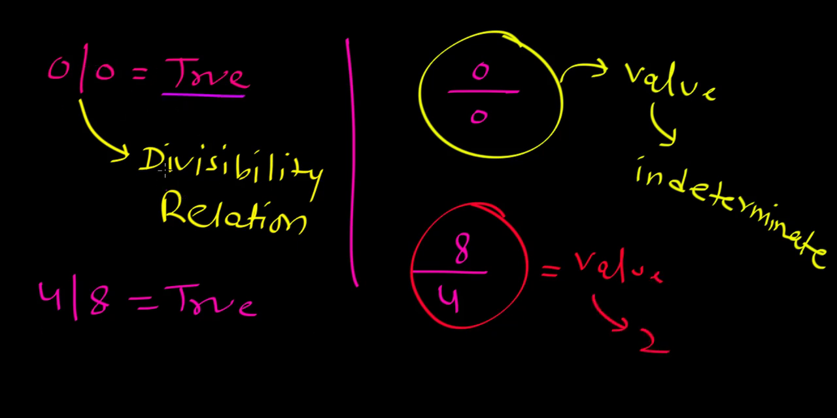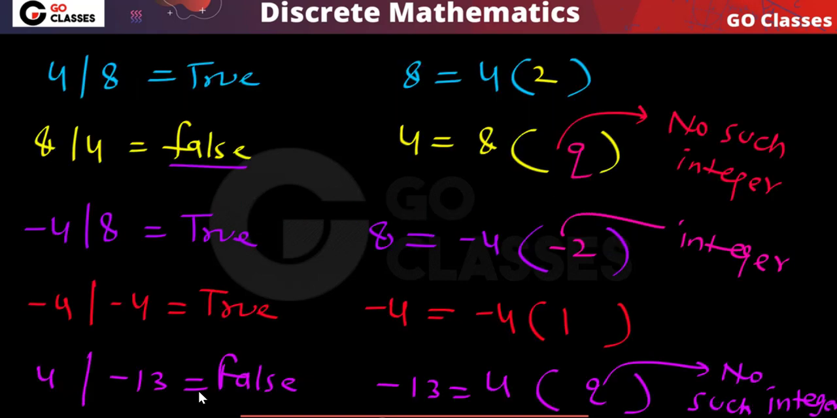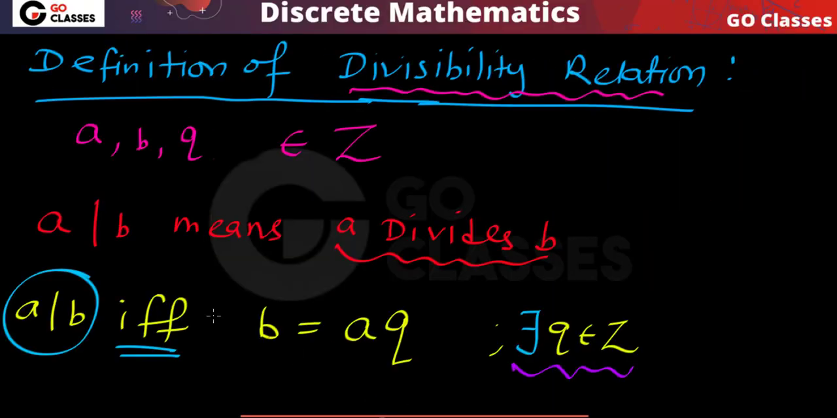So 0 divides 0, this is true, because this is a divisibility relation. So the answer will be true or false. But when I write the division, this basically means I am asking you the value. If I ask you what is the value, then the answer is indeterminate. But if I ask you does 0 divide 0? Yes, 0 divides 0, because you can apply the definition of divisibility relation. Just apply this definition: A divides B if and only if there exists some integer Q such that B is equal to QA. So this is the idea.